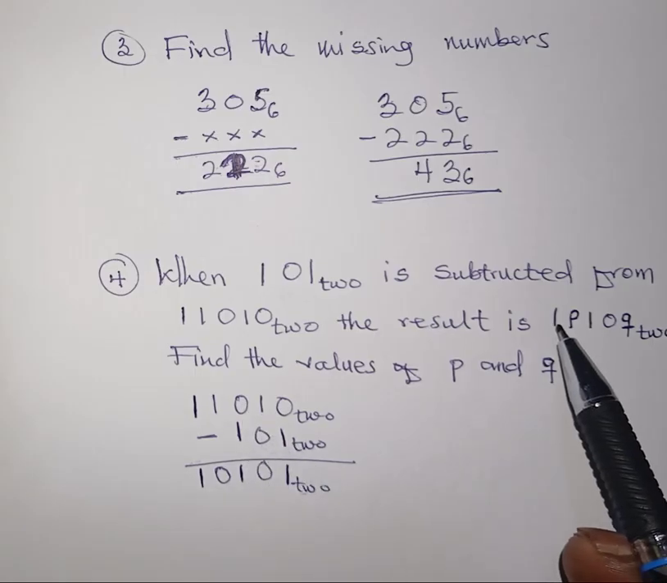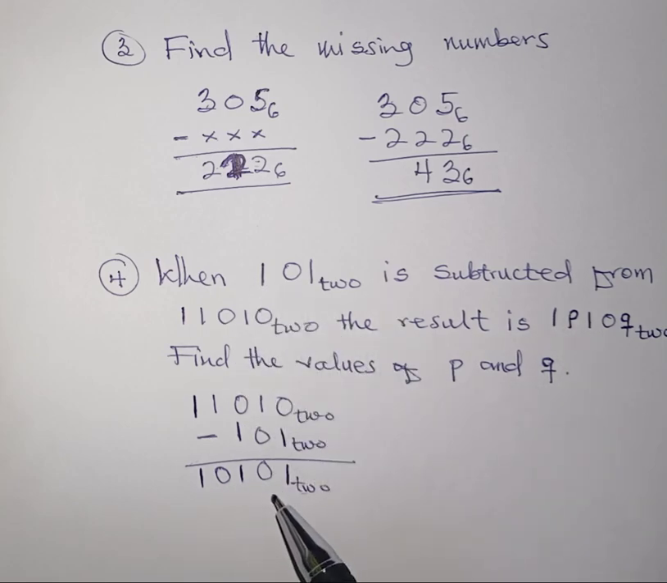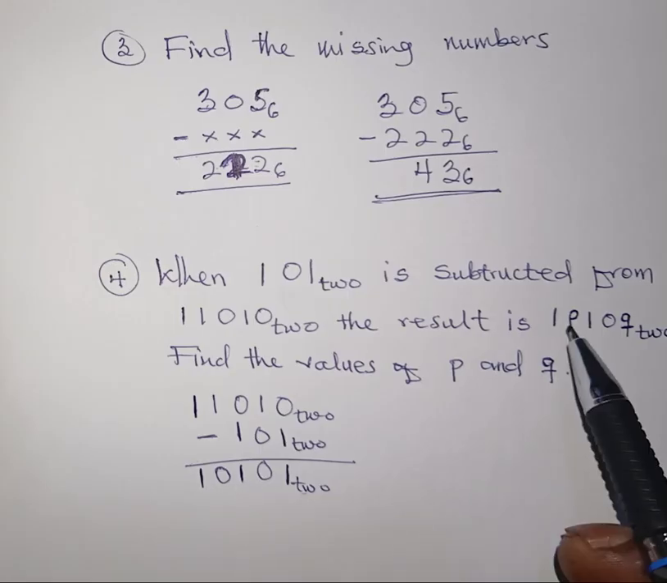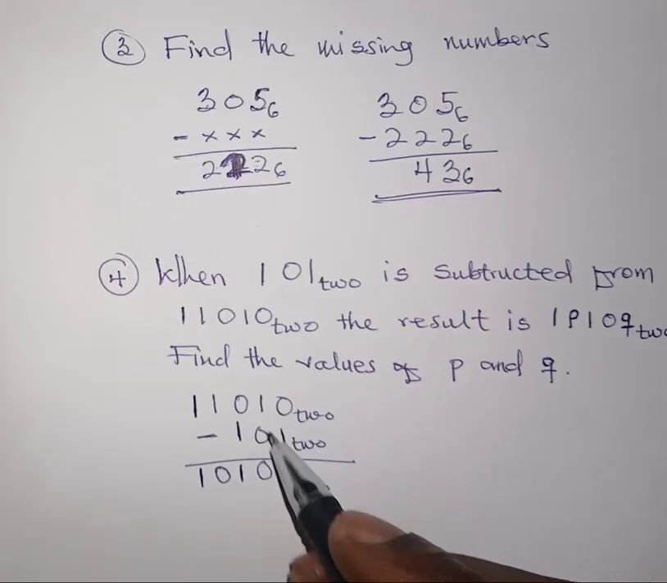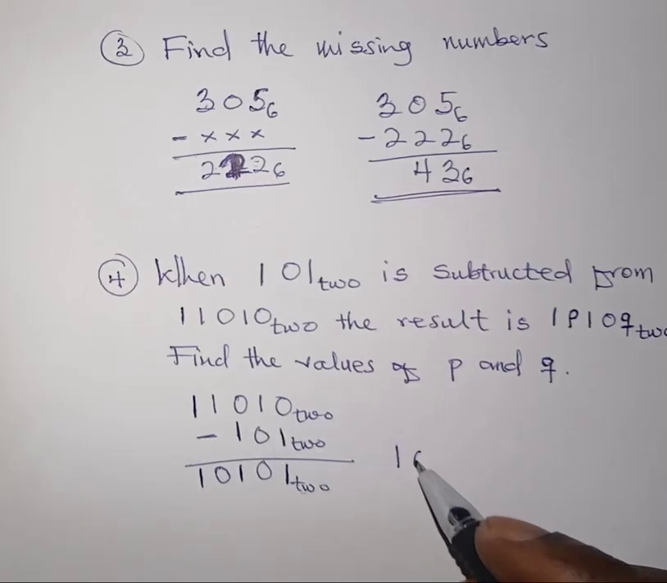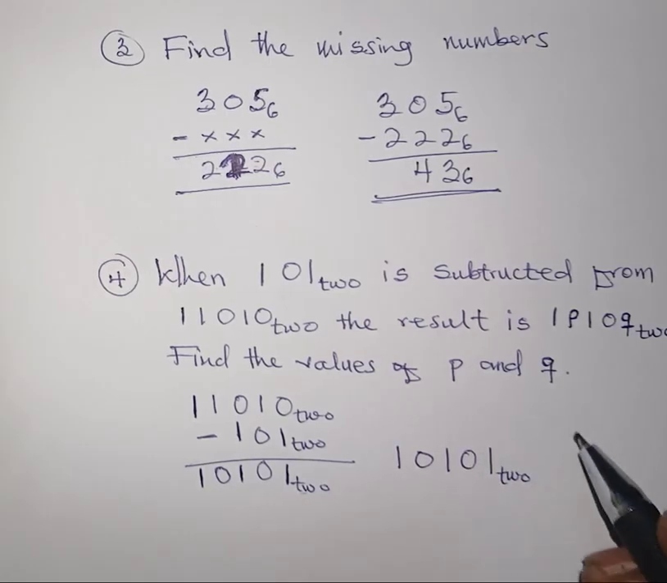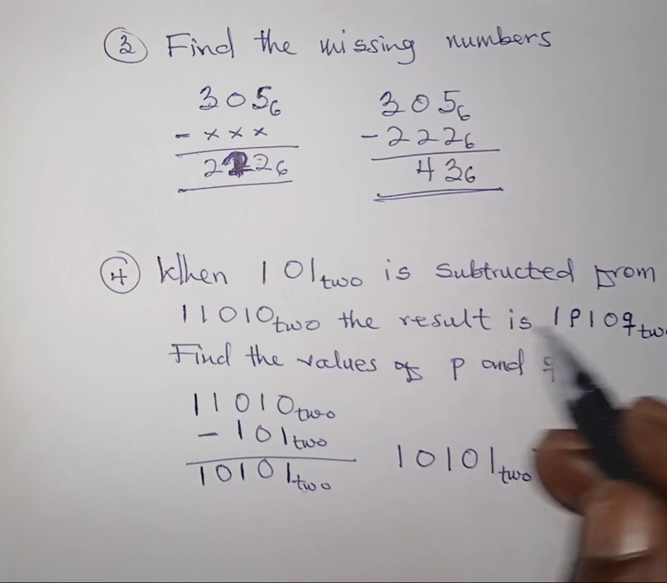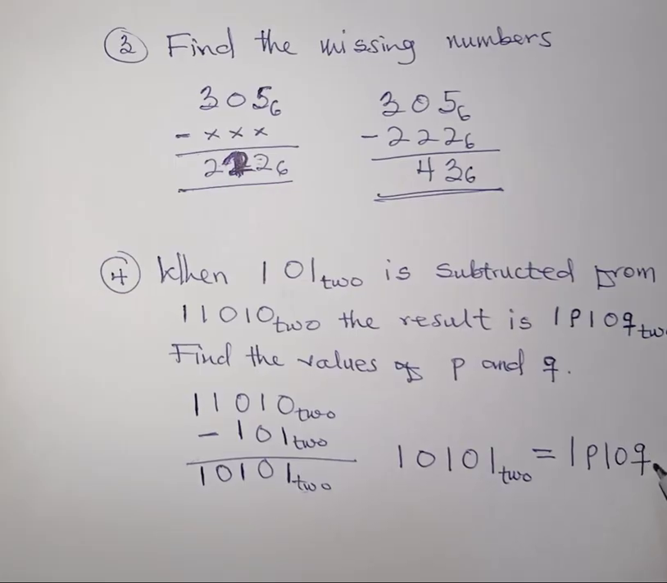Now in the question, we were given this. It means that if we subtract this, the result is this. So this is the result we have gotten. We are equating the result we have gotten to what is given in the question, and then compare. So it means that the result of this, which is 10101 base 2, is equal to the result 1p10q base 2.